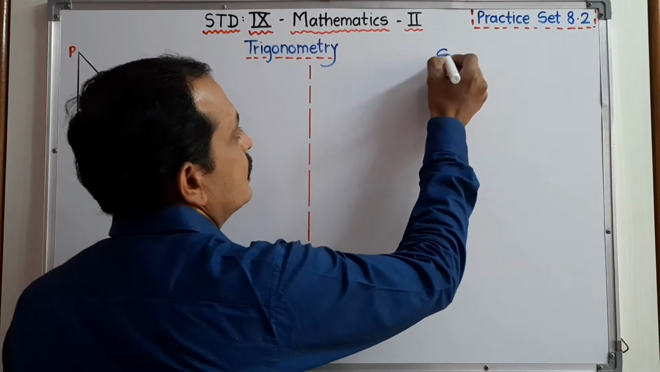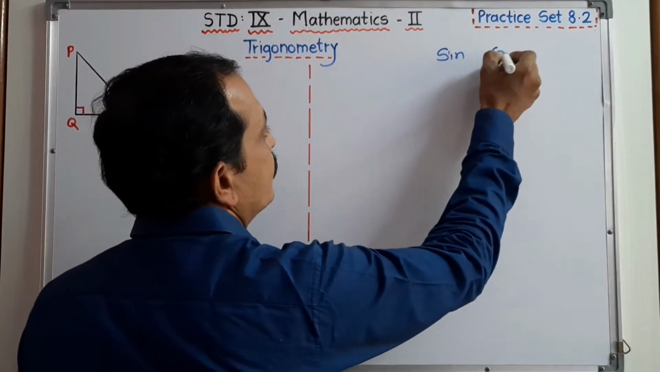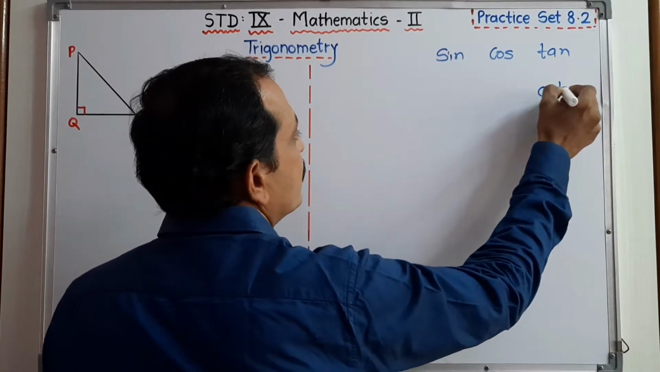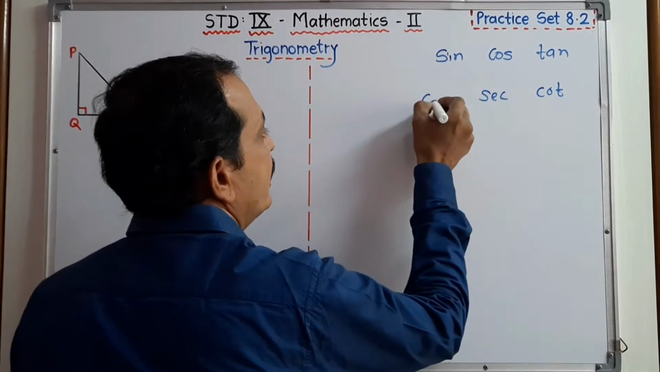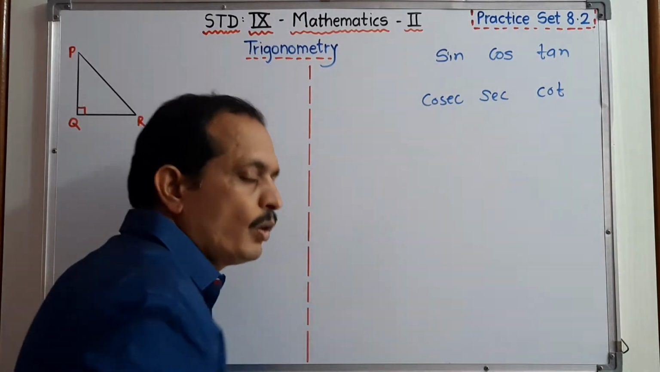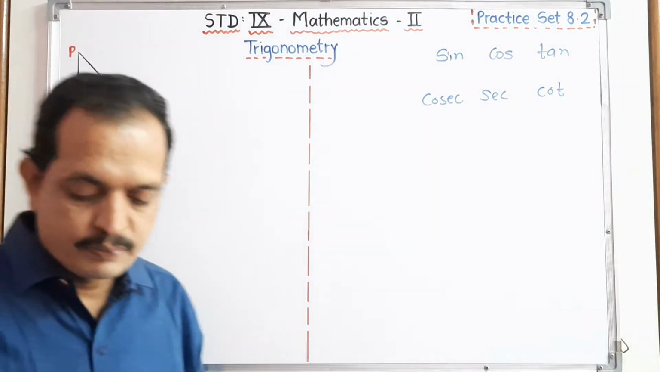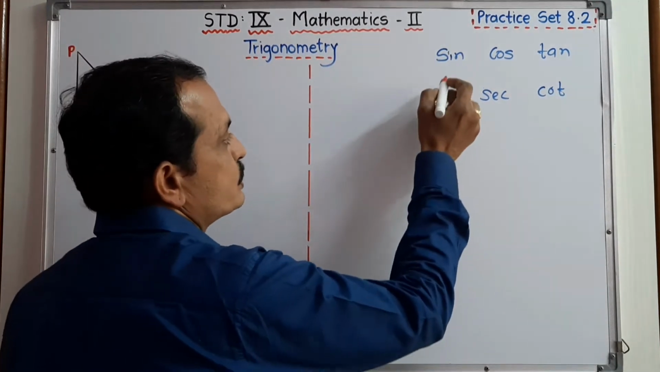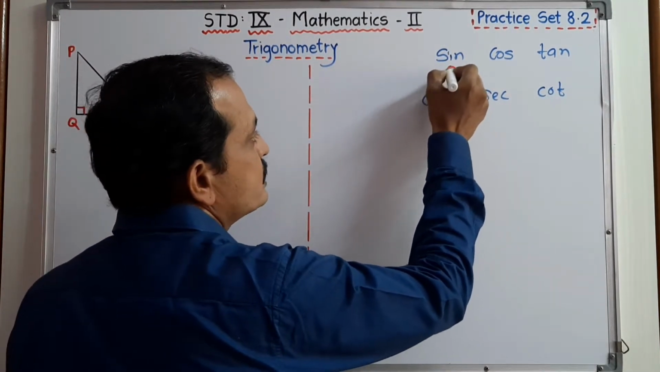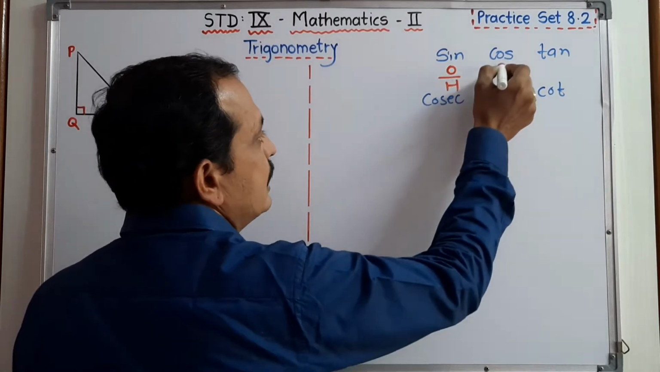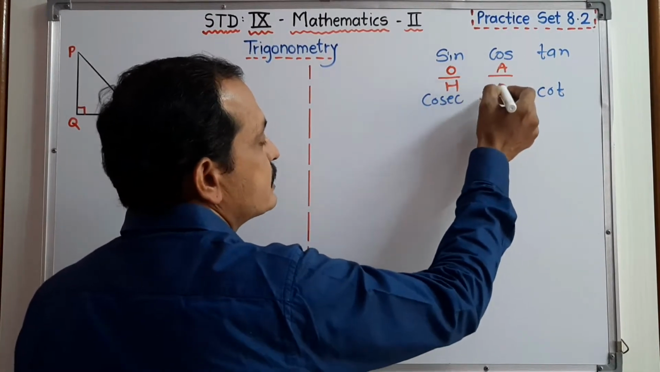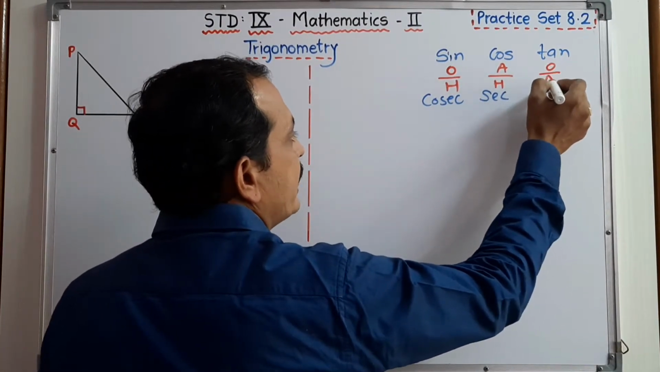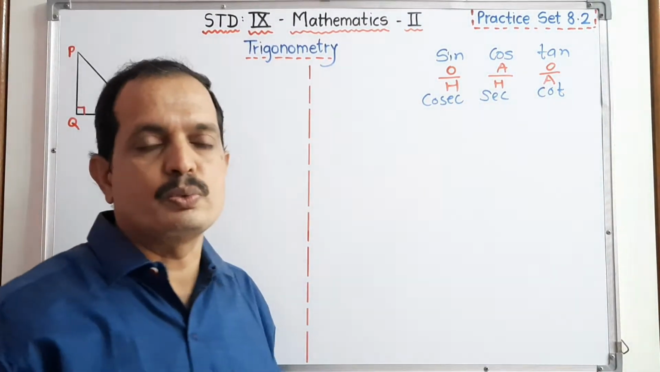See dear student, I write here sine, cos, tan. Then here it is cot, sec and cosec. I have already told you about this. To find the sine ratio, it is opposite side upon hypotenuse. Cos ratio means adjacent side upon hypotenuse, and opposite side upon adjacent side means tan ratio.